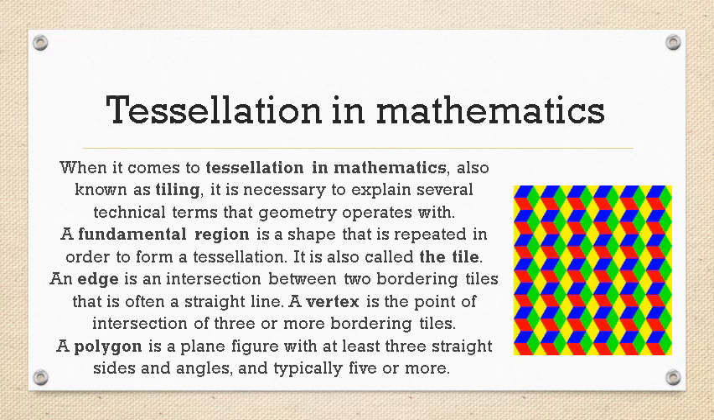An edge is an intersection between two bordering tiles that is often a straight line. A vertex is a point of intersection of three or more bordering tiles. A polygon is a plane figure with at least three straight sides and angles, and typically five or more.